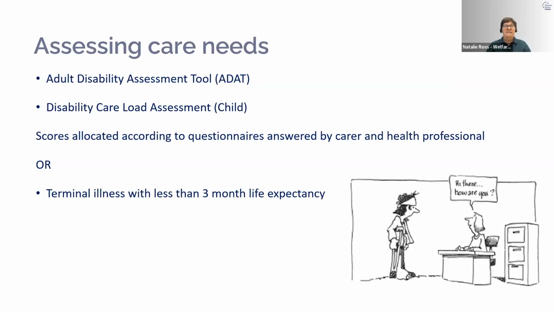So the next step I want to talk about is how the person's care needs are assessed to work out if their care needs are great enough for someone to be able to get carer payment to look after them. So Centrelink uses two things they call tools. For adults needing care, they use this thing called the Adult Disability Assessment Tool, and for children needing care, the Disability Care Load Assessment, which allocates scores according to questionnaires that are answered both by the carer and a health professional involved in the care of that person. Or alternatively, you can provide evidence showing that a person has a terminal illness with a less than 3-month life expectancy.